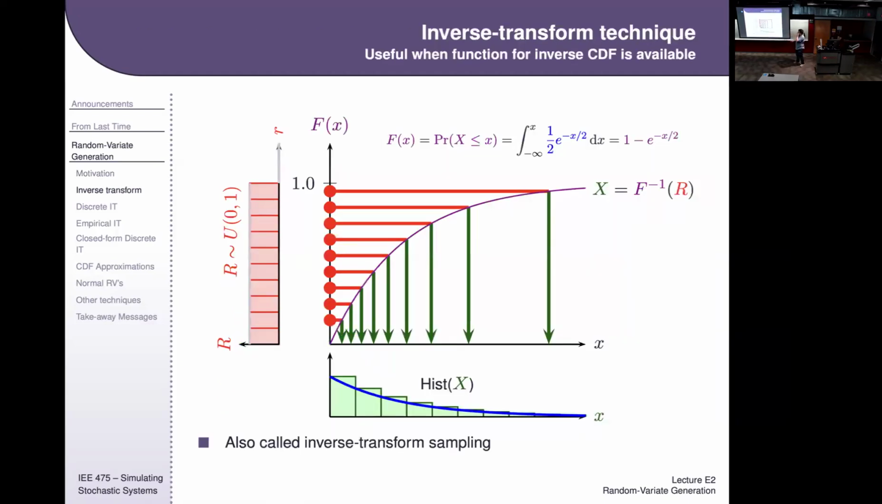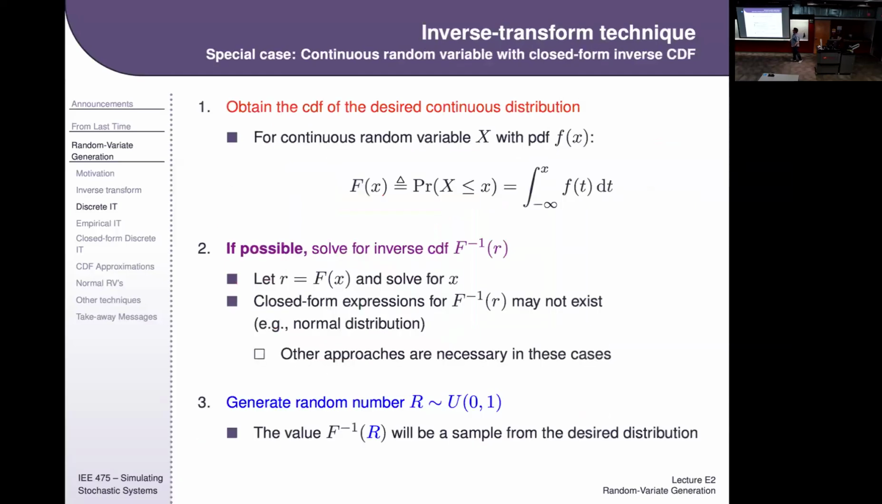I've talked about this visually: if we have a CDF for a desired distribution and we invert the CDF, then we have a way to map uniform random numbers to random variates. This is also called inverse transform sampling. We're sampling from our distribution by using this inverse transform method. So how do we do that? This is what you practice on homework D2.